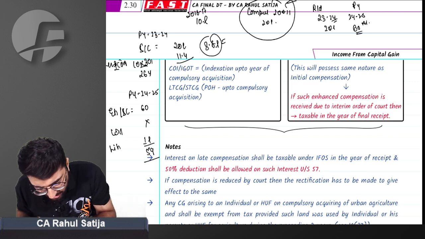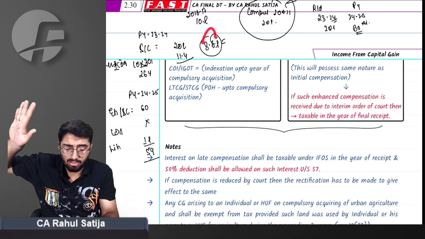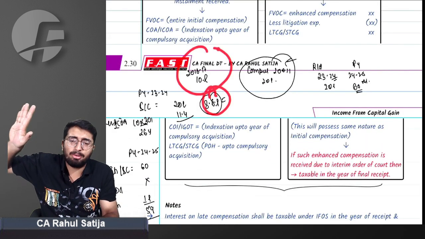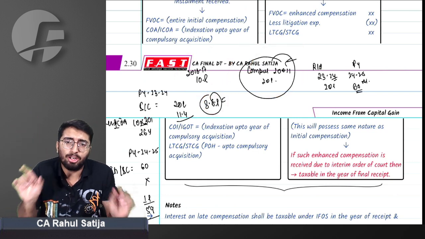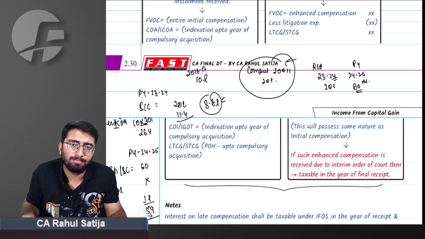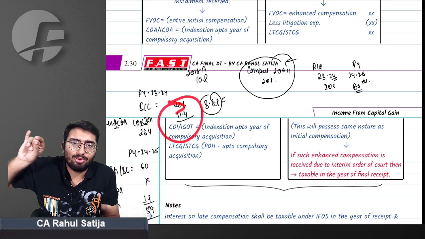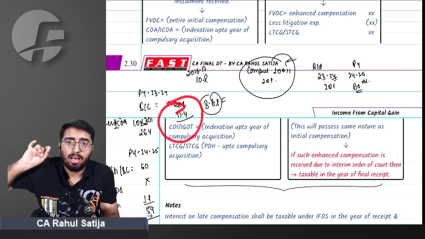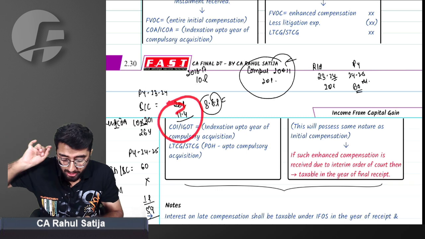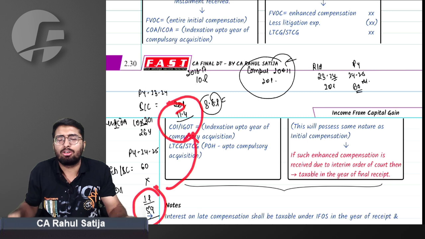Can I say the capital gain computed in previous year 23-24 based on initial compensation was long-term capital gain because my property was acquired in previous year 16-17 and was compulsorily acquired in previous year 20-21. So the period of holding is more than 2 years. This capital gain is long-term capital gain. I just want to tell you, in case the capital gain calculated on the basis of initial compensation is long-term, any capital gain calculated on the basis of enhanced compensation will have the same nature as initial compensation.